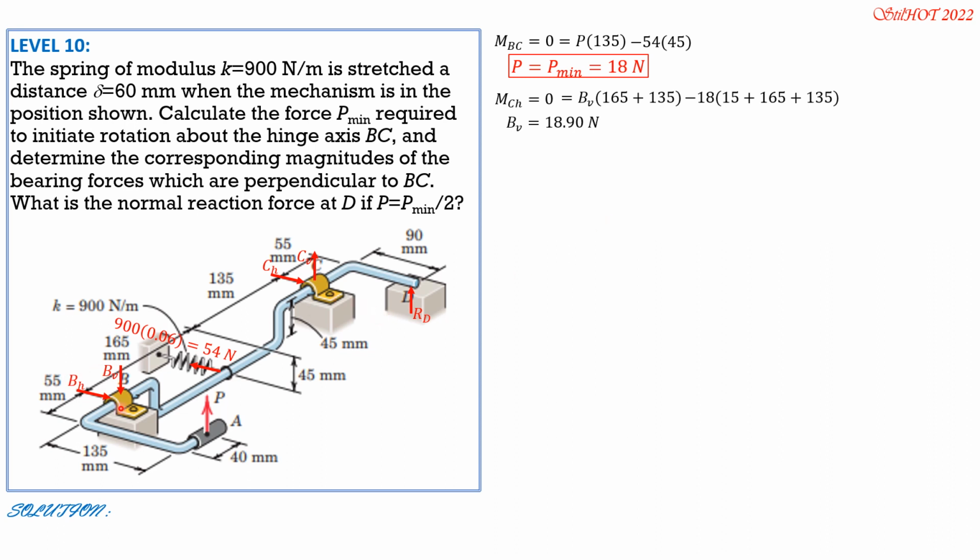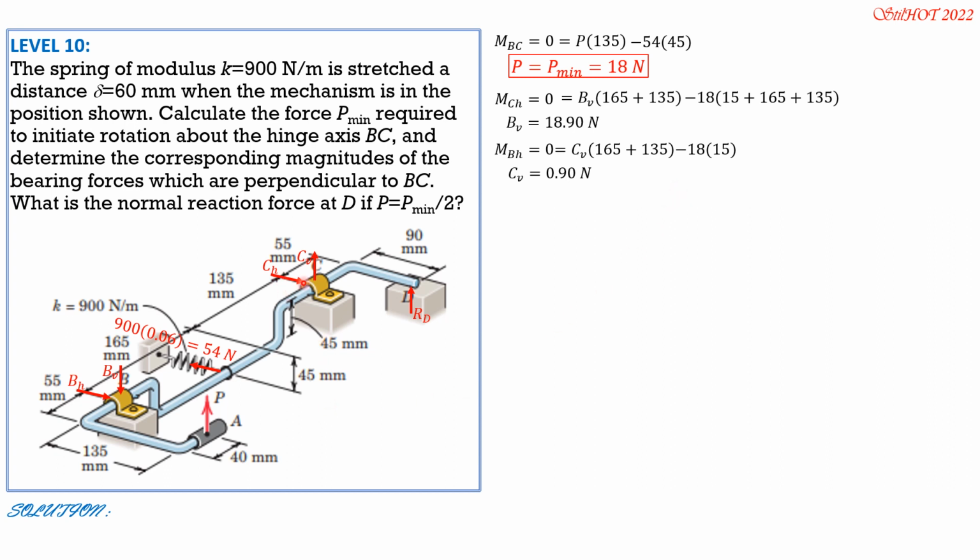Then likewise, summation of moment about BH equal to 0 to solve for C vertical. By the right thumb rule, CV is positive. The positive sense is in this manner. So CV times 135 plus 165 or 300, then minus P times 15, minus 18 times 15, where 15 is 55 minus 40. So C vertical is equal to 0.9 newtons.